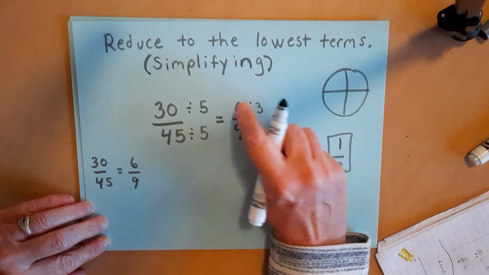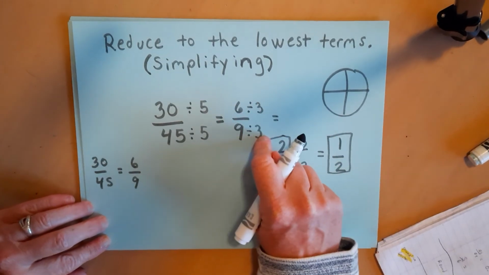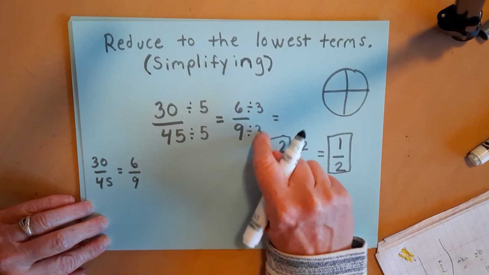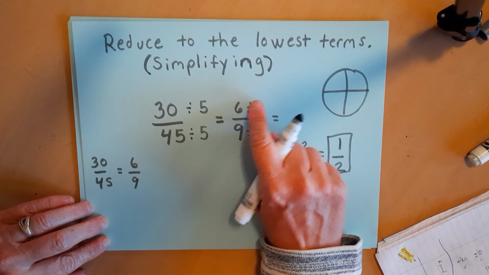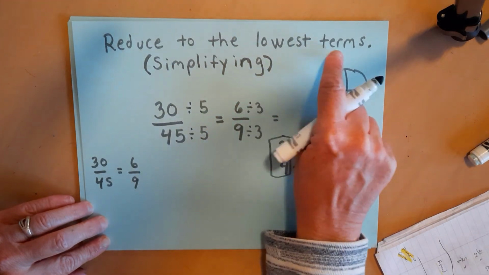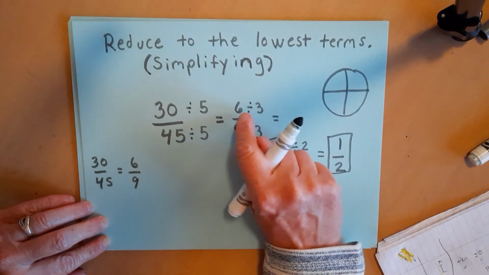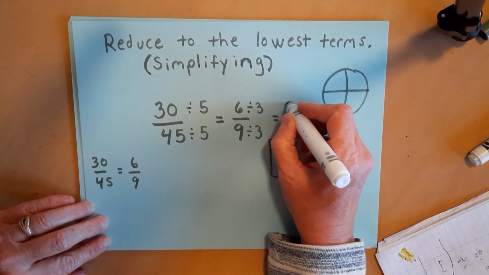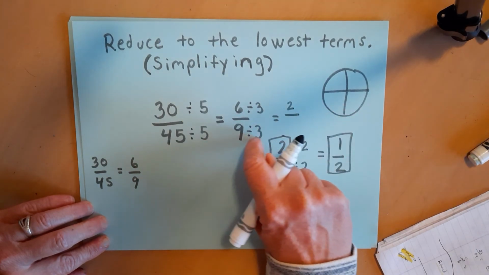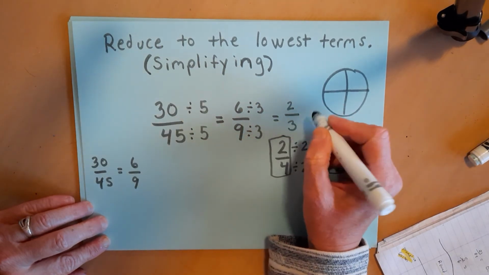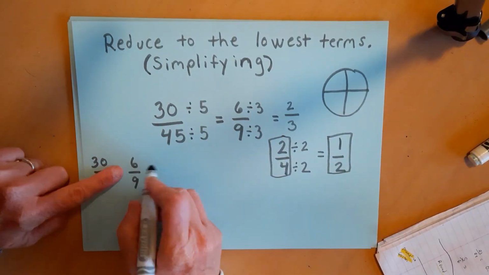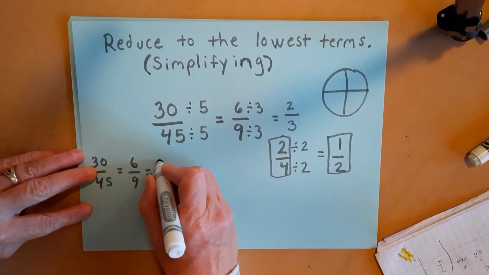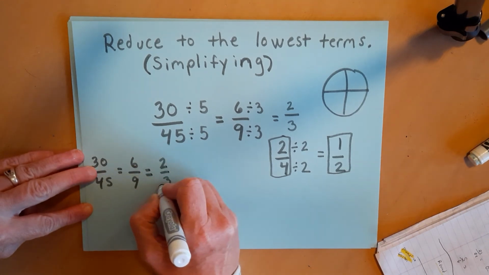We can divide 6 by 3 evenly and 9 by 3 evenly. As long as there's still another number that can go evenly into both of these numbers, then we are not at the lowest terms yet. We have to keep going. 6 divided by 3 is 2, and 9 divided by 3 is 3. That equals 2/3. So 30/45 is the same as 6/9, which is also the same as 2/3.